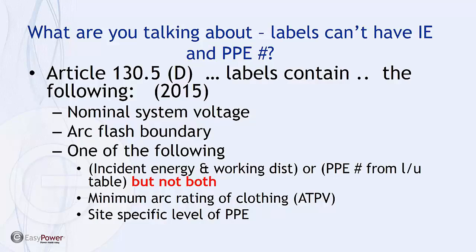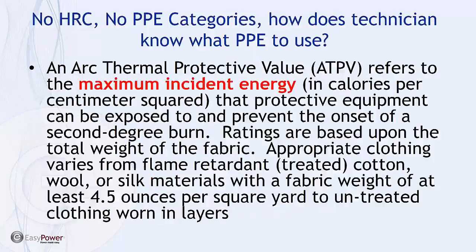That's the first option. The second option is to show the minimum arc rating of clothing that's recommended, and this is ATPV. And then our third option is to include the site-specific PPE that we've determined from our own policy, company, and standards, and that's what we train to. So the question arises, okay, so we can't use HRC, we can't use PPE. How does a technician know what PPE to use?